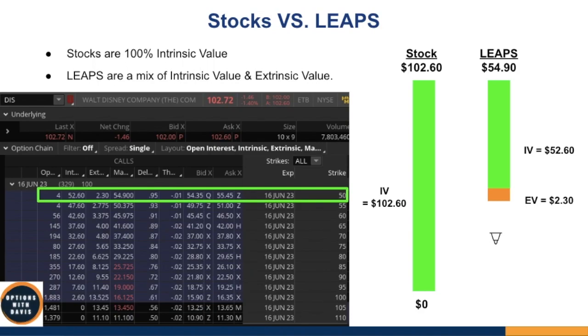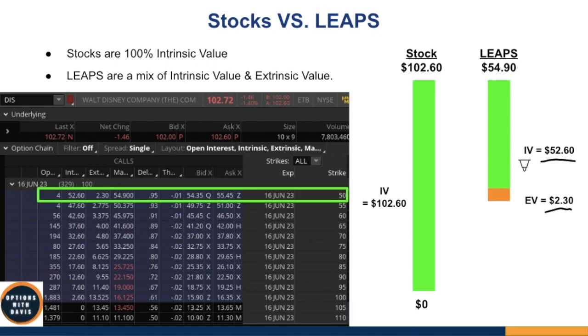So you can see that the stock is 100% intrinsic value. Okay, so the stock price right now, $102.60, that is the intrinsic value. Whereas for LEAPS, you only paid $54.90. So what this consists of is actually $52.60 in intrinsic value, and you're paying $2.30 for time value, which is the extrinsic value. So how do I know? You can just simply take a look at this column down here. You can see it says 52.6 in terms of intrinsic and $2.30 in terms of extrinsic. So this is all you are paying in terms of extrinsic.